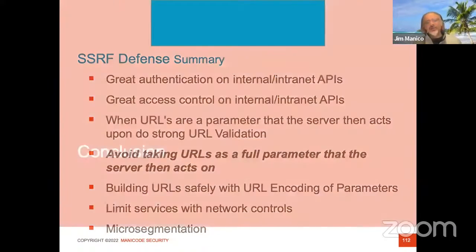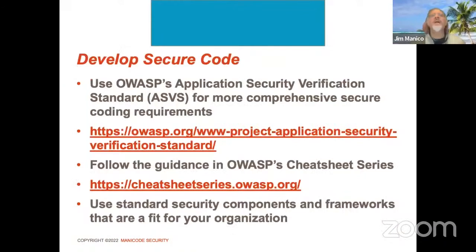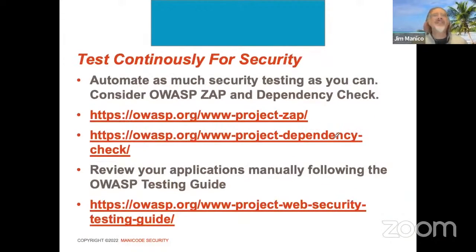So here's my conclusion. We're almost done. Number one, you want to develop secure code. Please go read the Application Security Verification Standard and look at the OWASP cheat sheet series. This is a big collection of secure coding knowledge. Also, test for security continuously every day. You've got the scanner ZAP, you've got the third party library dependency checker, and here's our guide to help you learn how to test your applications for security as a penetration tester.